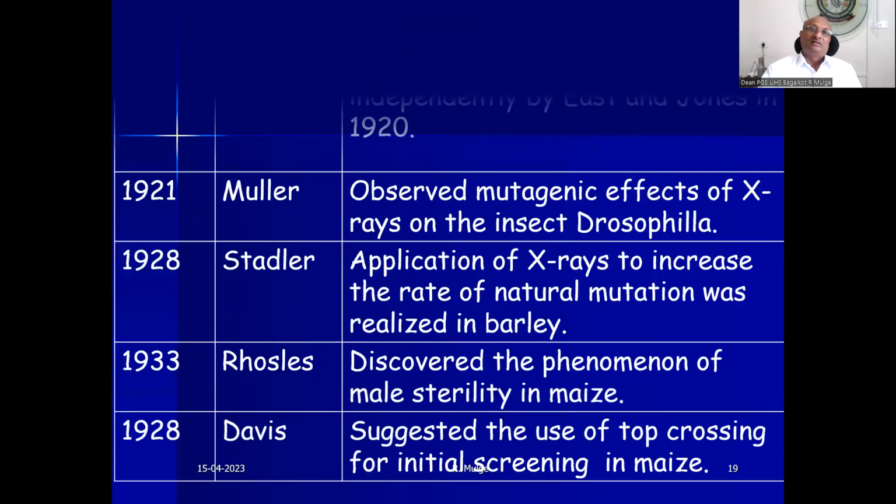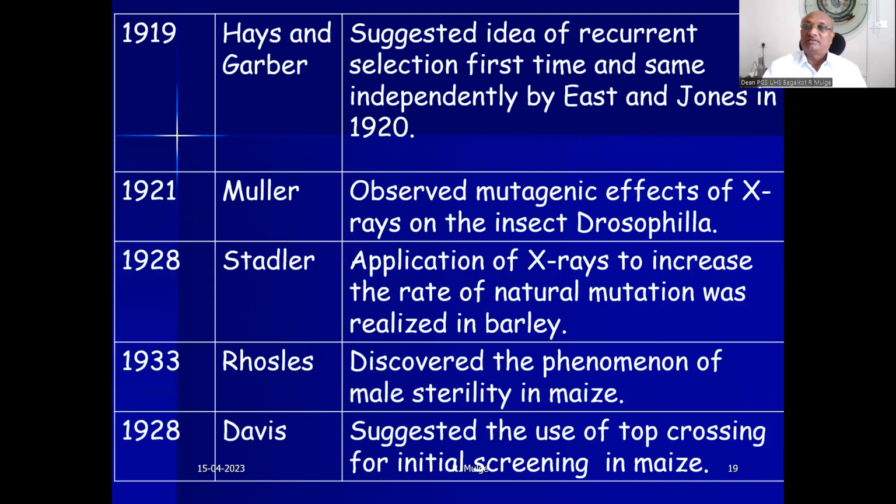If you know the complete concept of this genetics, handling crop breeding concepts becomes easier. In 1919, Hayes and Garber suggested the idea of recurrent selection for the first time, and the same independently by East and Jones in 1920. We have many varieties from recurrent selections. With recurrent selection, you can get varieties directly, or you can also get lines for hybrid breeding, right? It depends on the type of recurrent selection you are going to adopt. So that's Hayes and Garber. Very important. East and Jones, 1920, the next year.